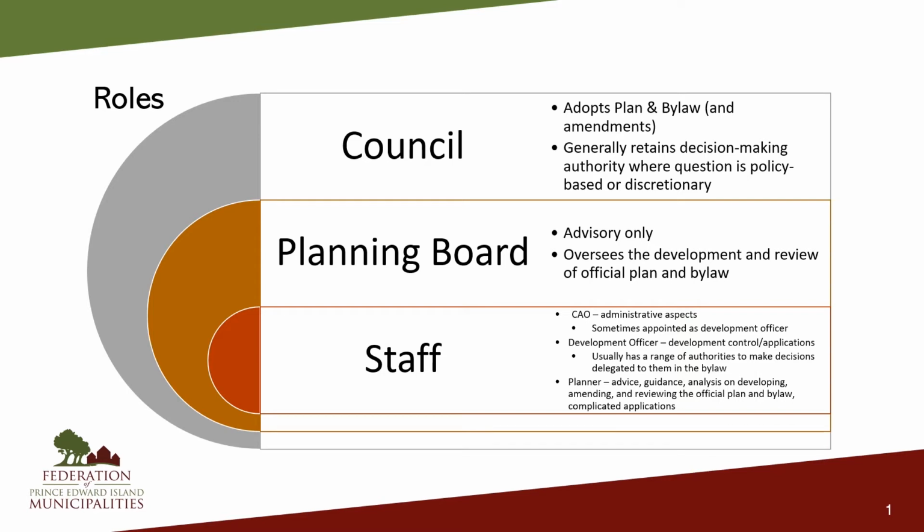It is important for all parties involved to understand the different roles in land use planning. Council sets the policy with advice from Planning Board, and does this through the adoption of the plan and bylaw. Regardless of which decisions are delegated to the Development Officer, Council always retains the authority to approve the adoption of or amendments to a plan and bylaw, and generally retains decision-making authority where the question is policy-based or discretionary.